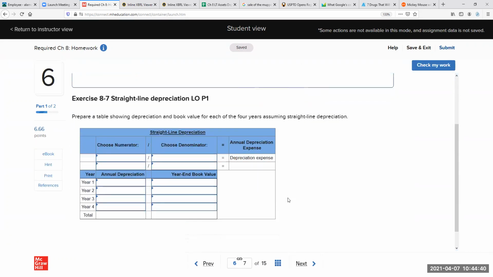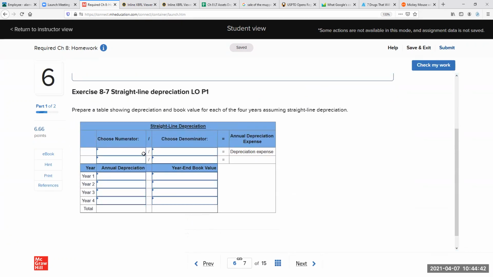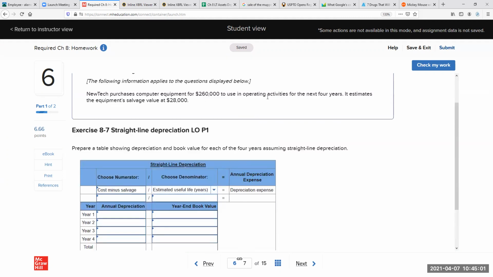Number 6, straight line. Remember, what's the formula for straight line? Beginning book value? No, that's double declining balance. It's cost minus salvage, and then you have useful life. Is it in years or units of production? Well, what does it want us to use? It's computer equipment, so that's usually 4 years. That's the lifetime, and the salvage is 28.